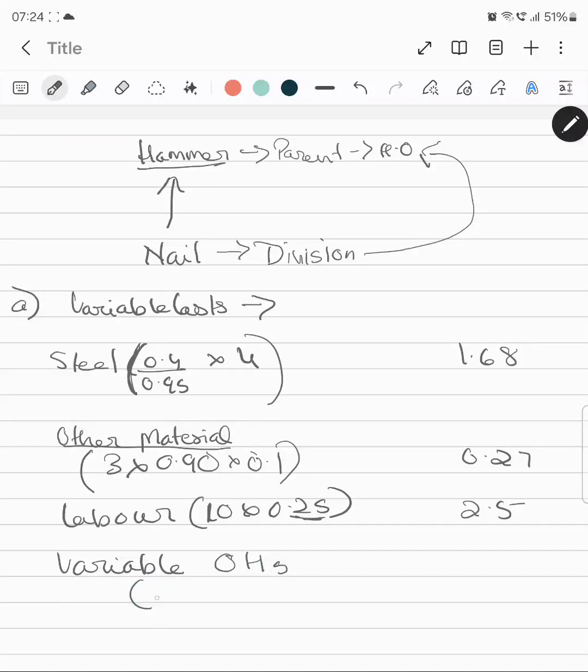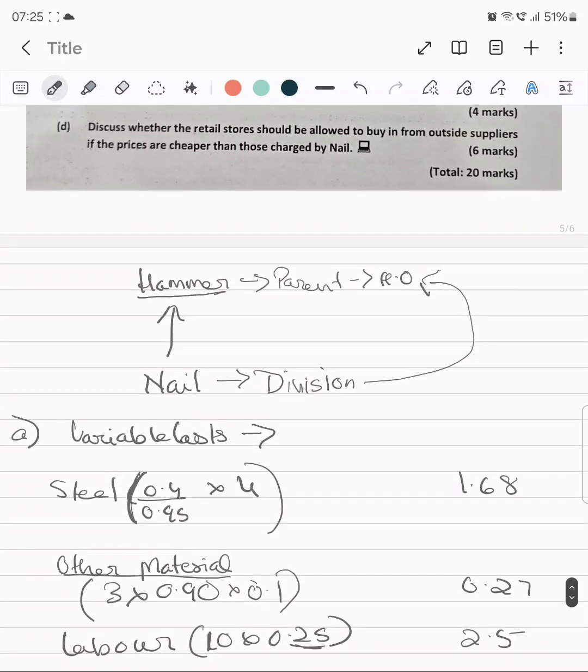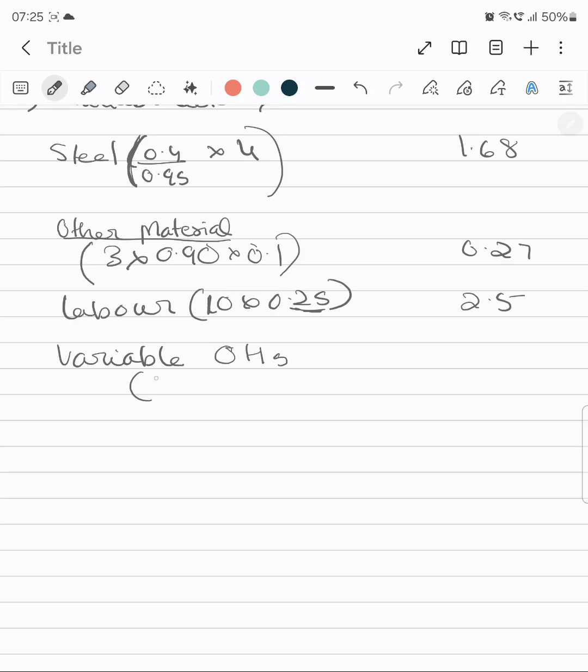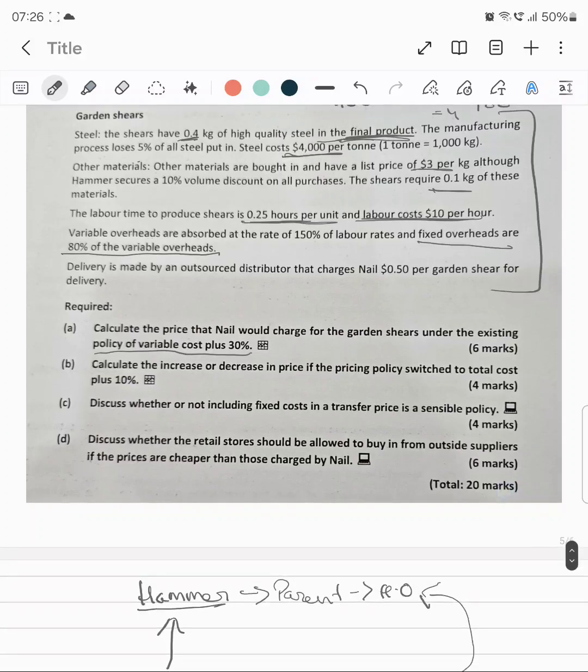So it says that it is 150% of labor rate. Now 150% of labor rate is 0.25. No, not this. Sorry. Labor rate is 10 per hour, and I will multiply it by 150%. So the labor rate is on an hourly basis, so I'll have to multiply this by 0.25. So 10 into 150% gives you 15 into 0.25. So this is 3.75.